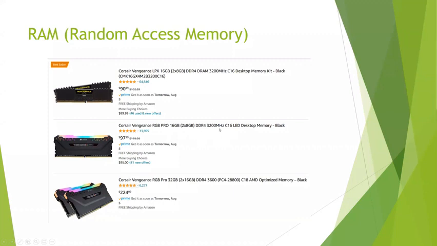The next thing we're going to talk about with RAM is the speed of the RAM. The speed of the RAM is measured in megahertz, abbreviated here as MHz. The concept is quite similar to CPU speed, where a higher number is faster. For example, 3600 megahertz RAM would be faster than 3200 megahertz RAM.